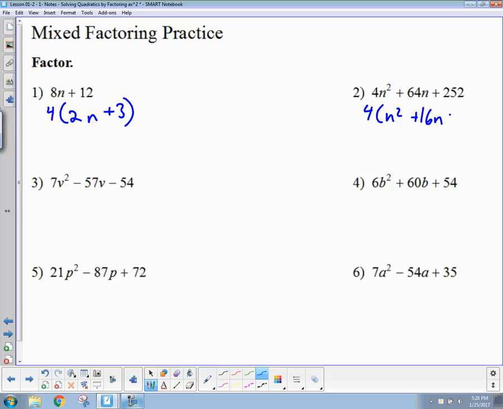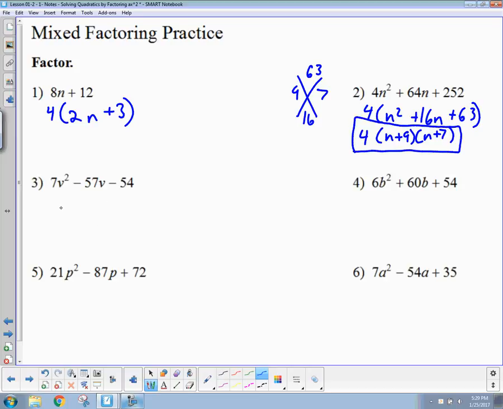Again, put this 4 on the back burner. I'm going to do my little X games. 63, 16, I'm pretty sure it's 9 and 7. So 4n plus 9, n minus, plus 7. All that's positive. Boom. You're going to get real good with these, and I'm going to be so happy and proud of you guys.